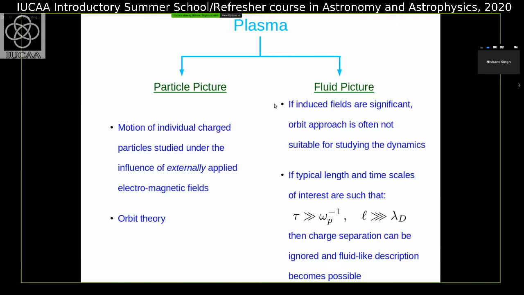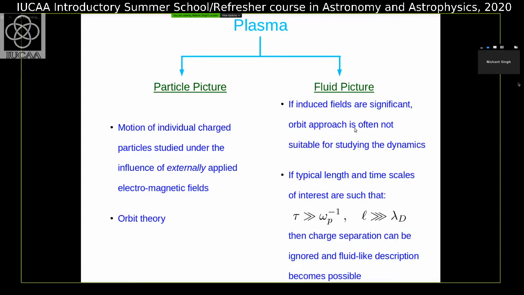These are a few examples where individual charged particles are trapped in a magnetic field, and that particular individual charged particle is not controlling that electromagnetic field. So field and particles are thus separated. The field is externally supplied and particles are essentially trapped in those externally supplied magnetic fields. So that's a different picture. But here we are talking about a collective picture when things are too tightly coupled. So if induced fields are significant, the orbit approach is often not suitable for studying the dynamics.